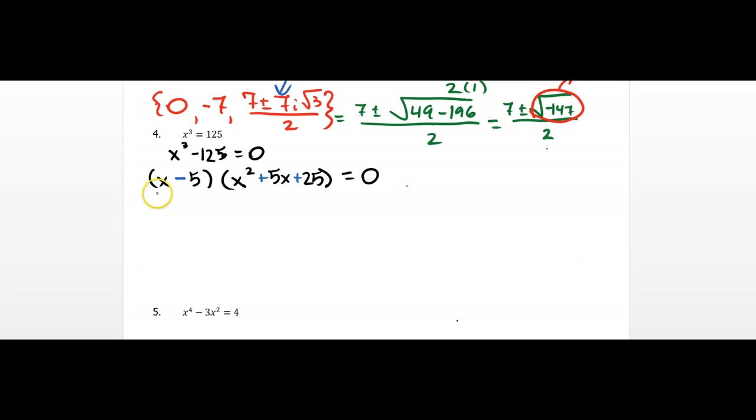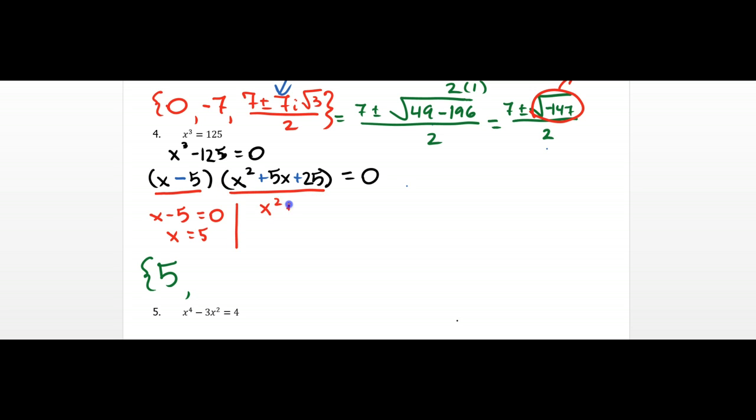The binomial, okay, we can set that equal to 0 to get one of our solutions here. If x minus 5 equals 0, then x equals 5. Okay, so one of our solutions to this overall equation is just positive 5. The other solution we're going to get by setting this trinomial equal to 0.